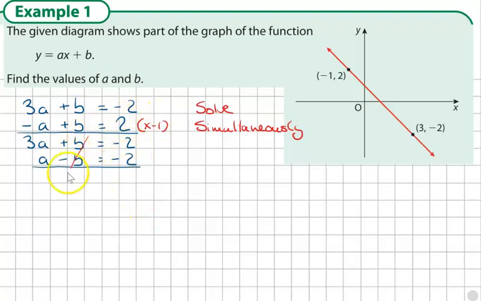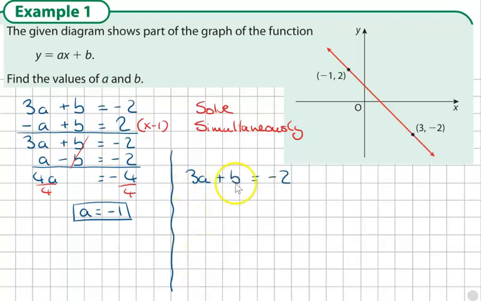Now our b's will cancel, and we have 3a plus 1a, which is 4a, and minus 2 is minus 4. And solving for a, we divide both sides by 4, so a is equal to minus 1. So we were asked to find the values of a and b. We found a, we now need to find b.